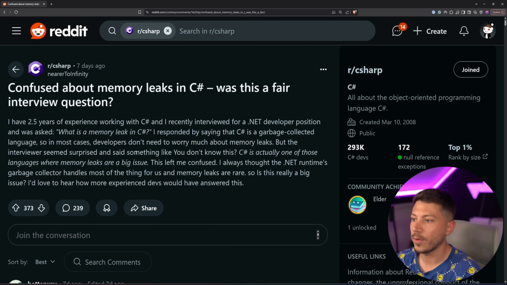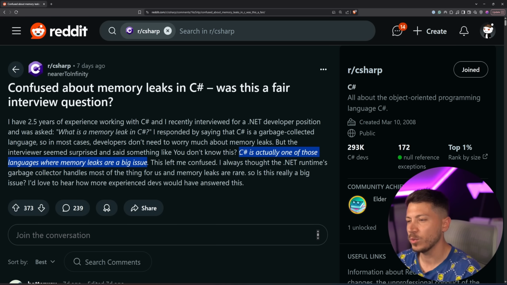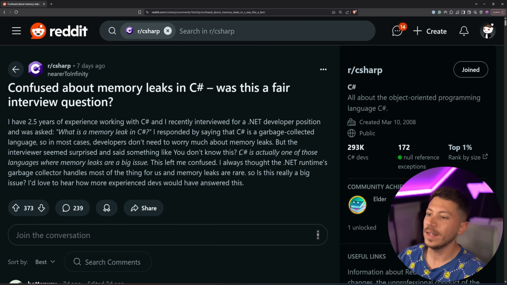So the interviewer was surprised and they said something like, you don't know this? C# is actually one of those languages where memory leaks are a big issue. What shitty software are you writing if it's not a big issue? It's rarely an issue unless you're doing mega advanced things and usually unsafe things, you know, things with bitmaps, graphics, and that sort of thing.